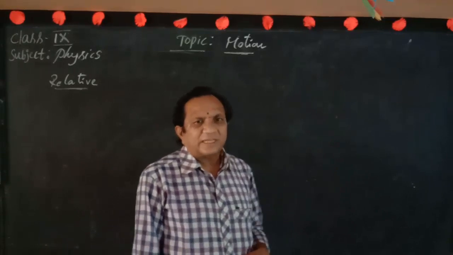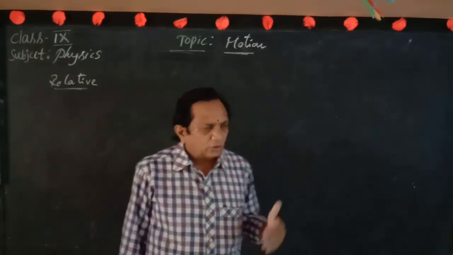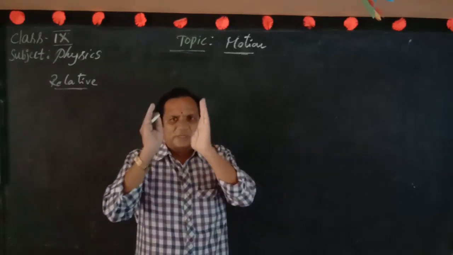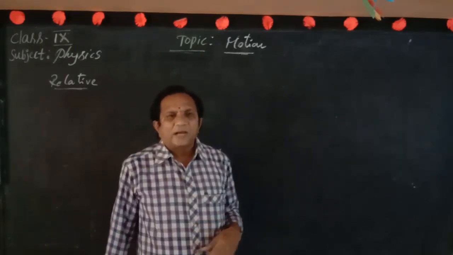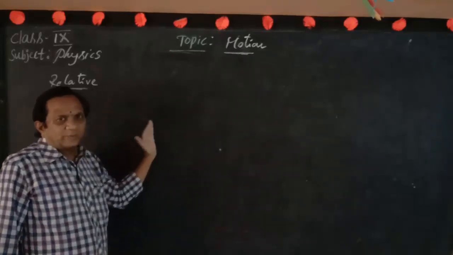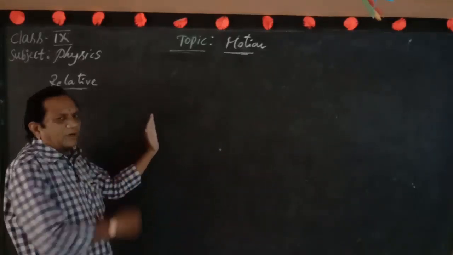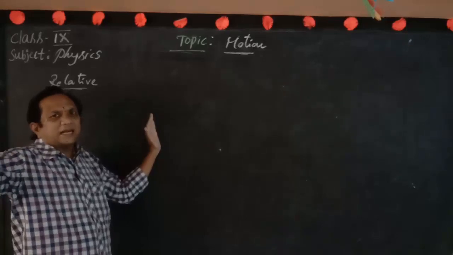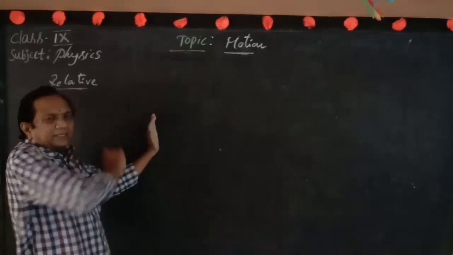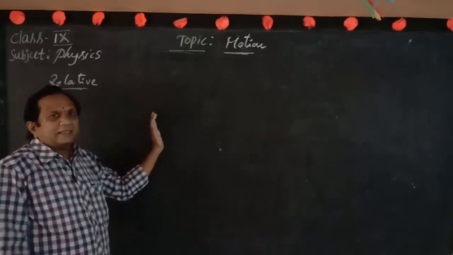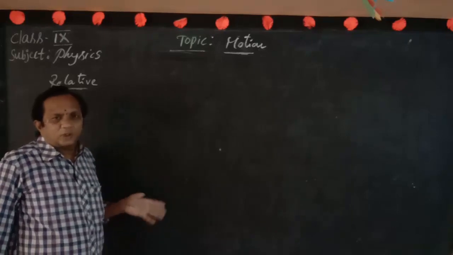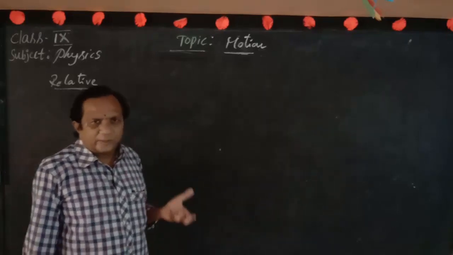For example, to say left and right: I am standing in front of the board in this position, my face is towards the east. Now I am saying this board is on the left side to me. But somebody standing in front of me, facing towards the west, says it is on the right side to them. Who is correct? Both of them are correct.